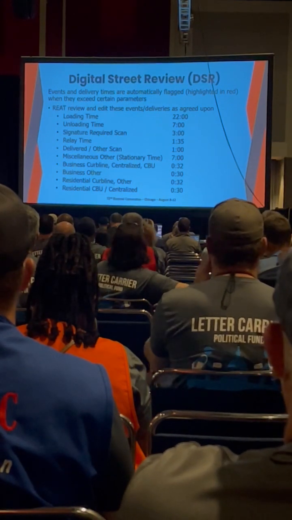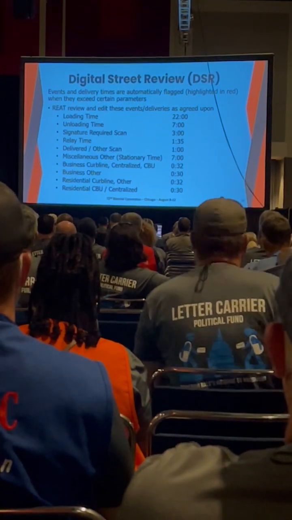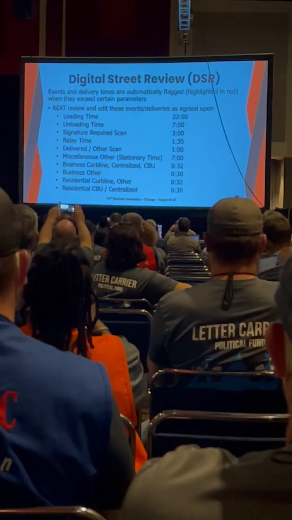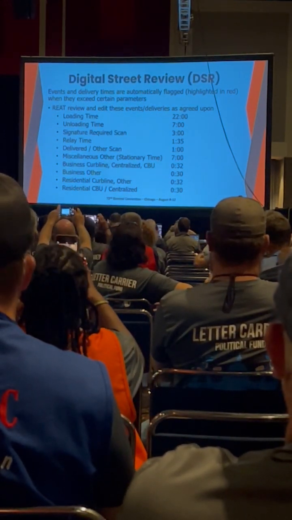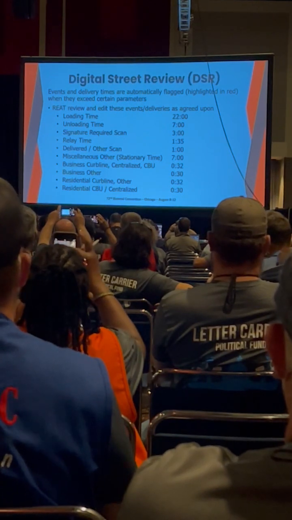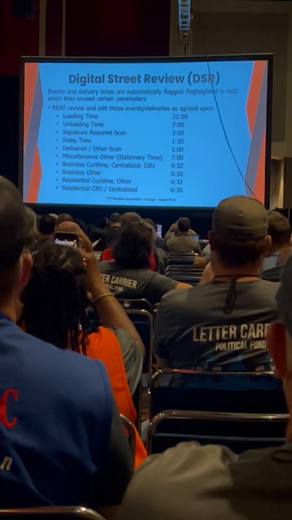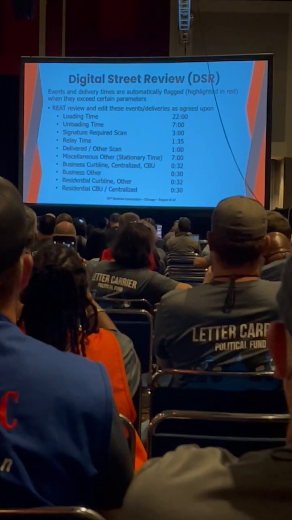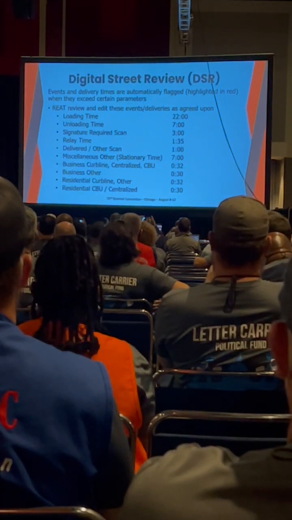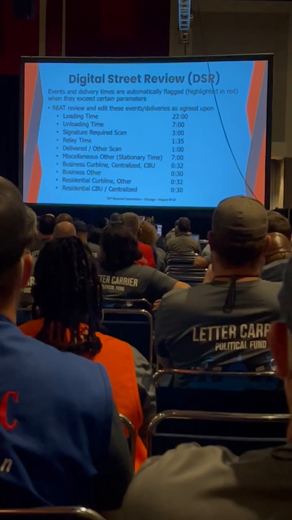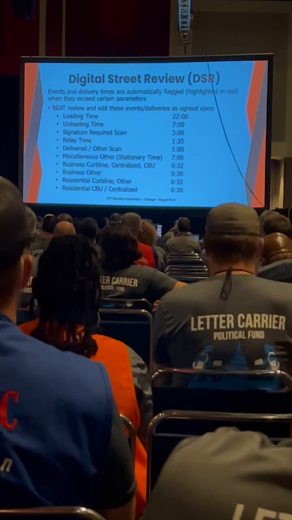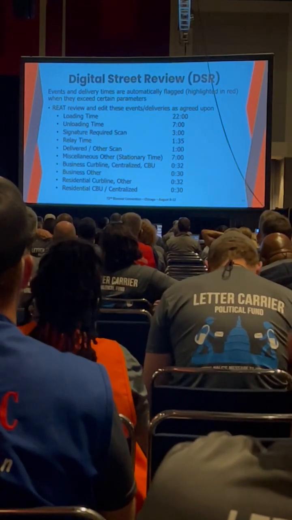So events and delivery times in DSR are automatically flagged when they exceed certain parameters. So let me be clear here. This is not that they're automatically deducting any time from a letter carrier. The goal of these flags is not to deduct anything. These are simply visual cues for the teams to look at these events and say, hey, is this time allocated properly? Because the goal is to make sure that if I'm doing something out on the route, I get credit for the proper thing.